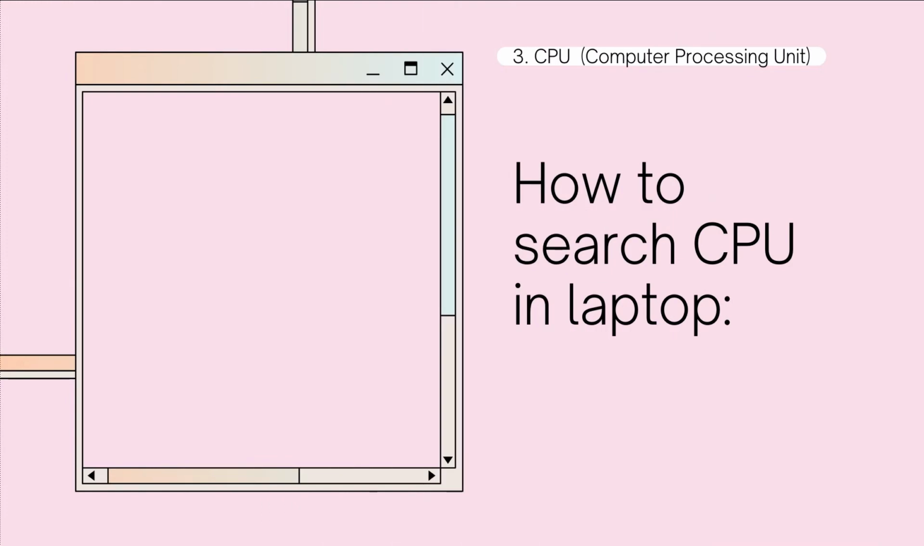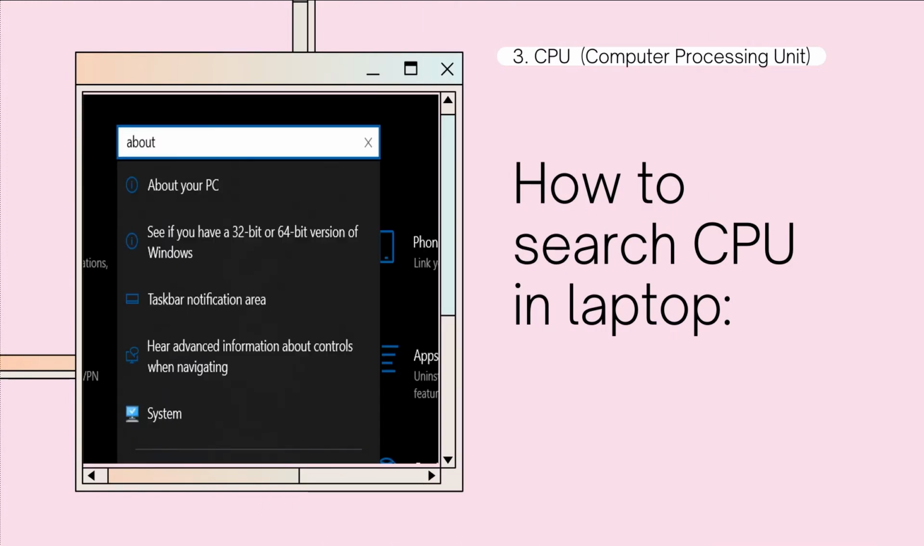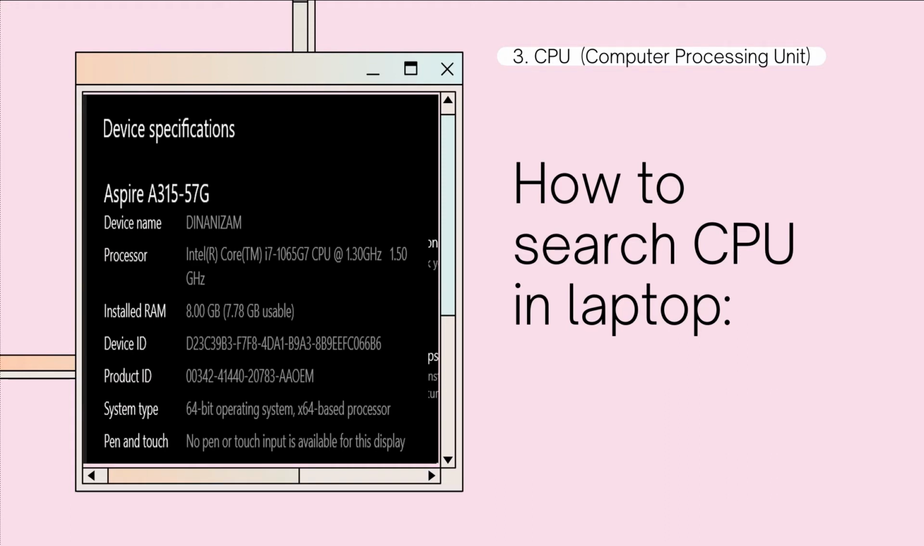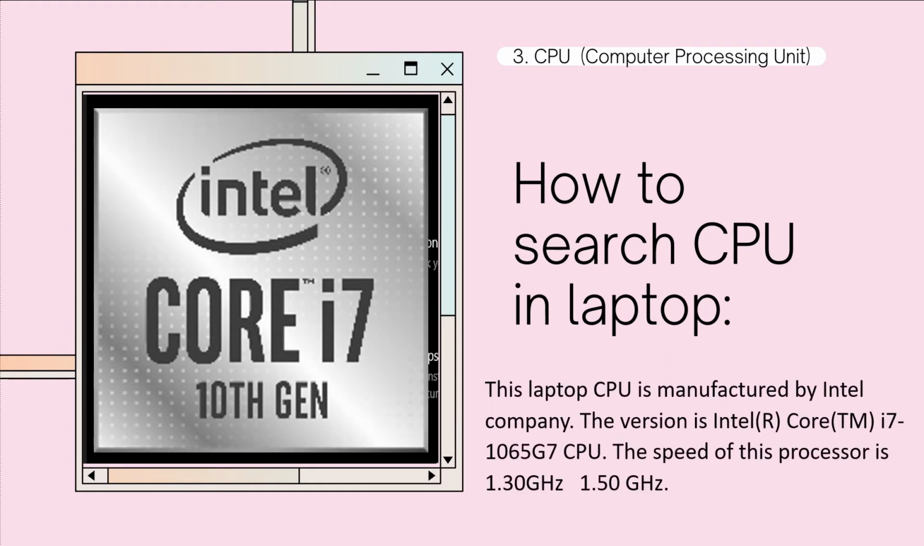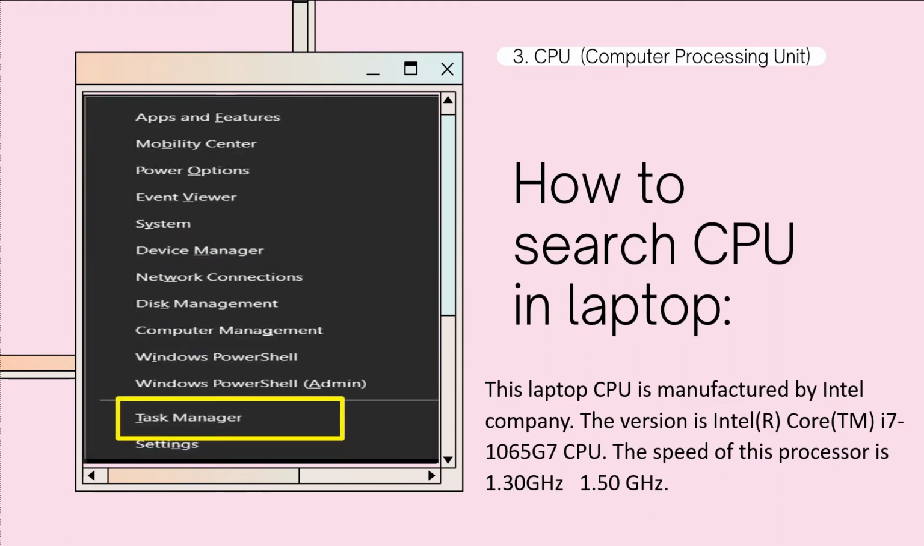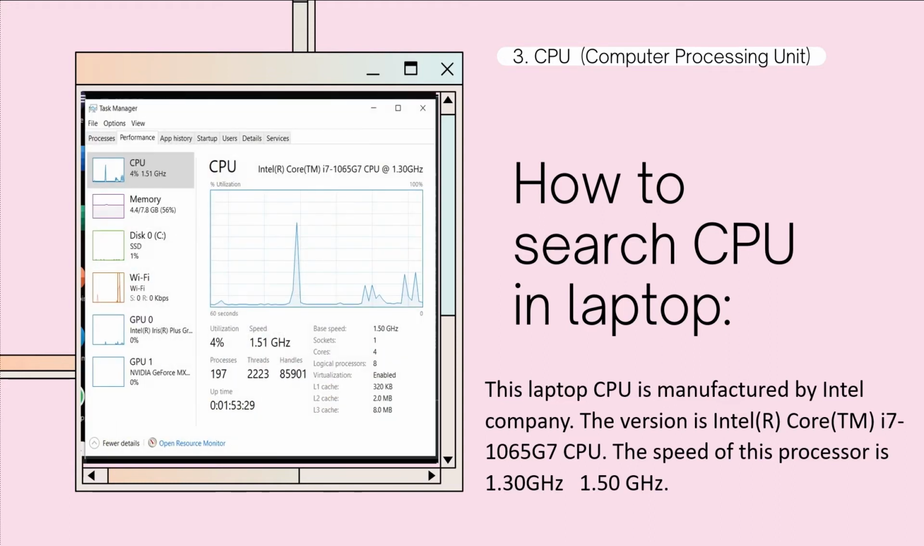After that, how to search CPU in laptop, you must type about at setting, then it will show your device specification like this. I am using Intel Core i7, which is 10th gen, and it is manufactured by Intel company. So the speed of this processor is 1.30 GHz and it can go until 1.50 GHz. If you want more details, you can go to Task Manager and go to Performance, click CPU.